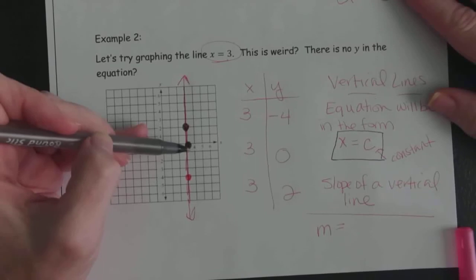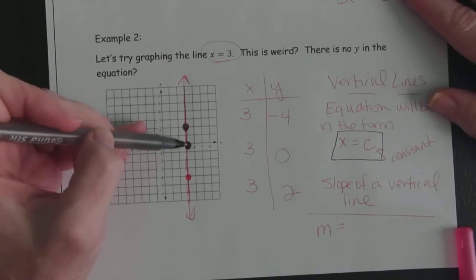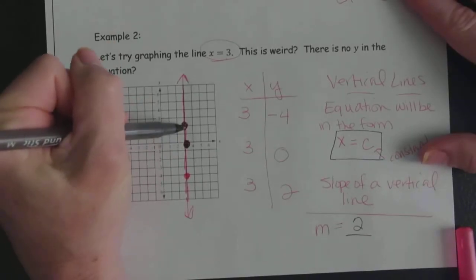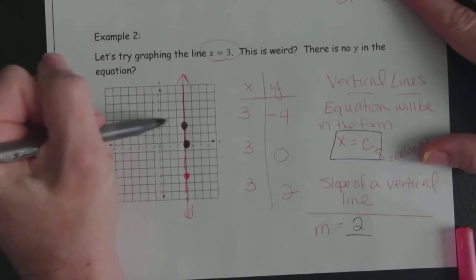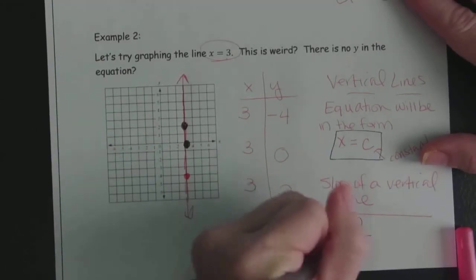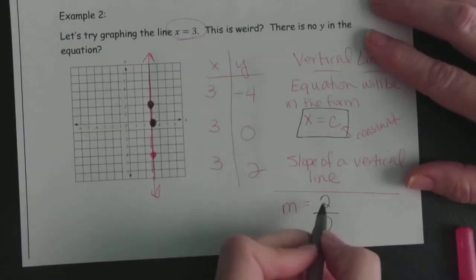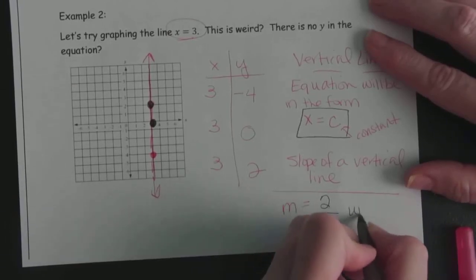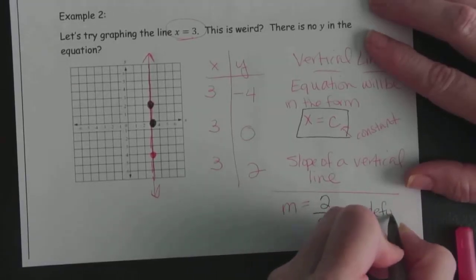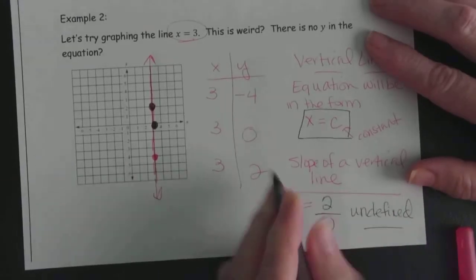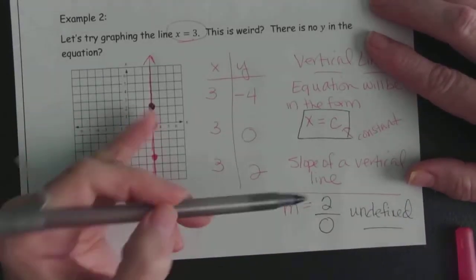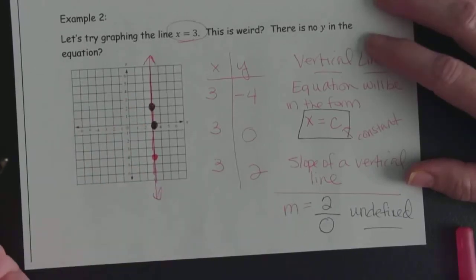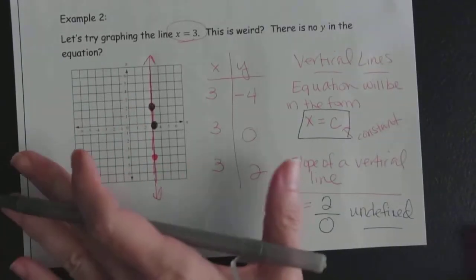Such is life, right? So let's count the rise and the run over the barking. So the rise from point to point is 2. But the run is 0 because I don't go to the right or the left any, do I? So this is 0. And we know that fractions whose denominator is 0 are classified as undefined. So vertical lines have an undefined slope.